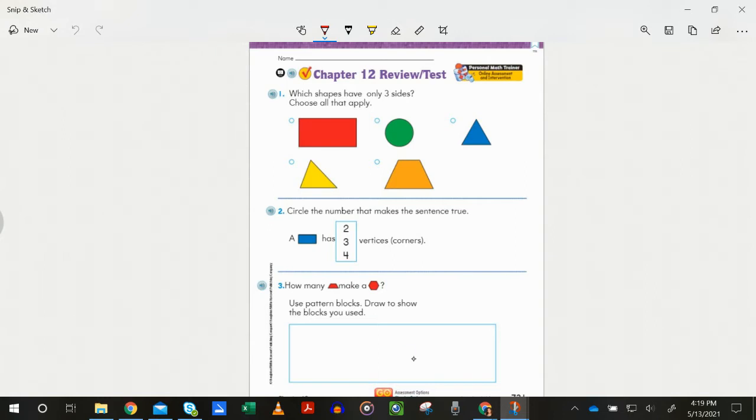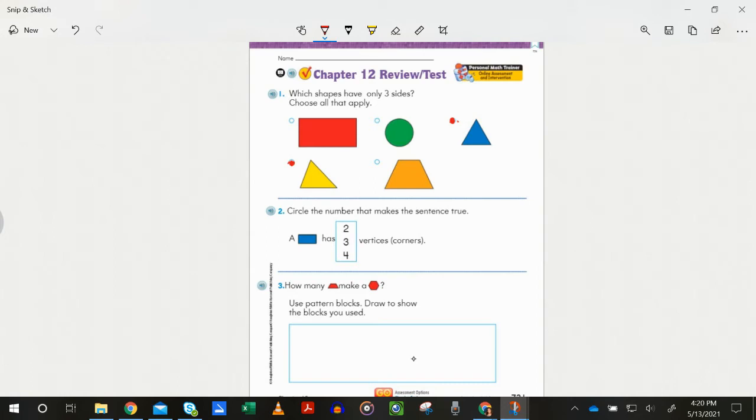Then we have a triangle. Does it have 3 straight sides? Yes, it does. So we're going to fill in that bubble. And then we have another triangle, different shape, but it still just has 3 straight sides. And then we have a trapezoid. Does it have 3 straight sides? No, it has 4. Remember, a trapezoid is parallel top and bottom, and then the sides can be angled in.